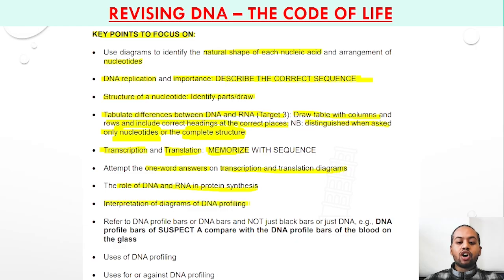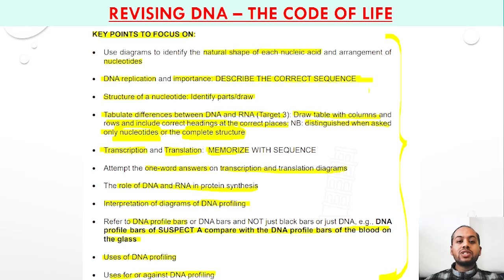Interpretation of diagrams of DNA profiling, very important. Refer to DNA profile bars or DNA bars and not just the black bars or just DNA. For example, DNA profile bars of suspect A compare with the DNA profile bars of the blood on the glass. Uses of DNA profiling. Uses for or against DNA profiling. So these are some of the key points which you need to focus on in this topic when you are studying for DNA, the code of life.